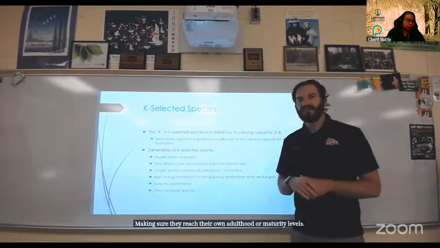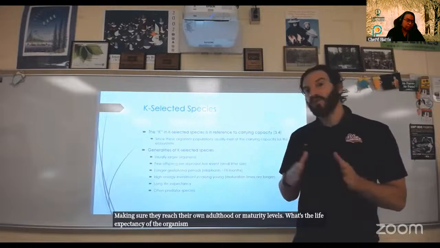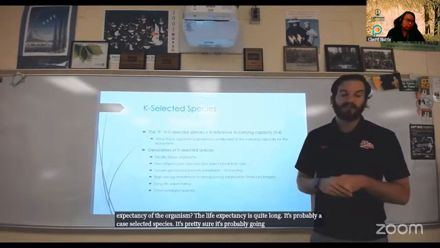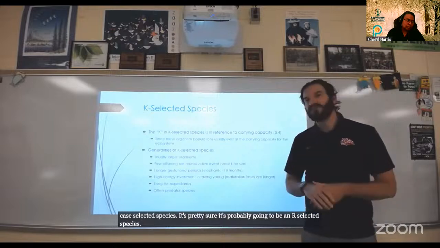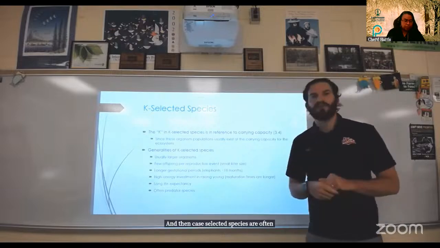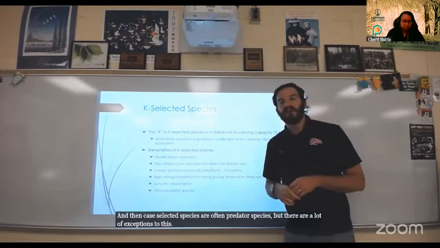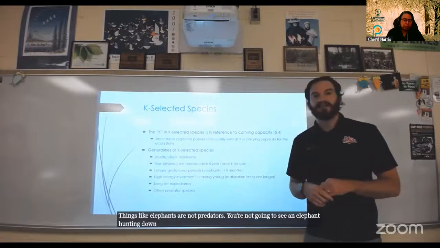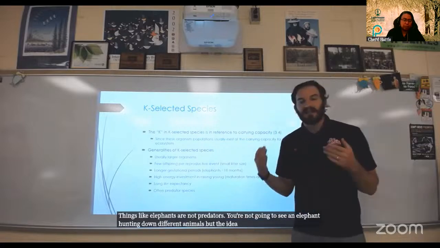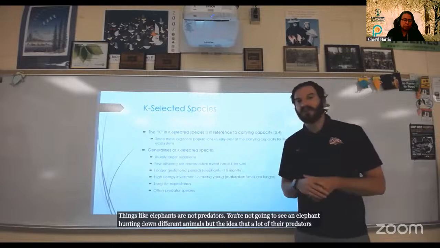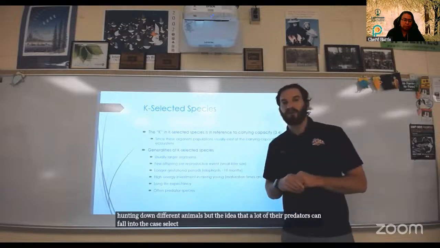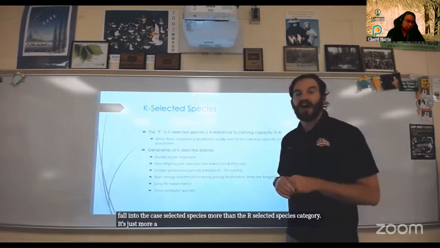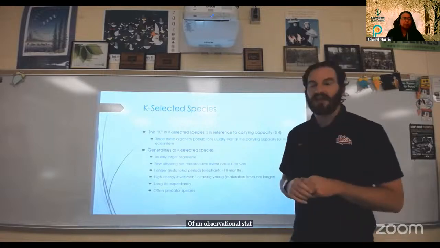What's the life expectancy of the organism? If the life expectancy is quite long, it's probably a K-selected species. If it's short, it's probably going to be an R-selected species. And then K-selected species are often predator species, but there are a lot of exceptions to this. Things like elephants are not predators. You're not going to see an elephant hunting down different animals. But the idea that a lot of our predators can fall into the K-selected species category more than the R-selected species, it's just more of an observational stat. I don't really know the true data on that one.